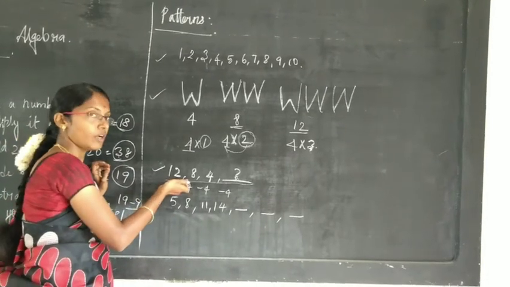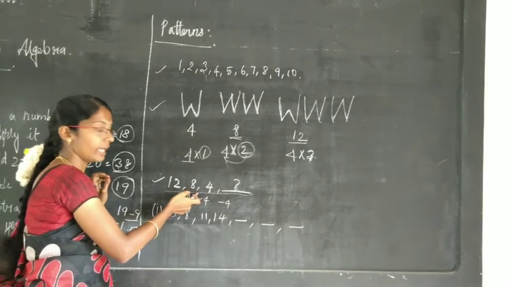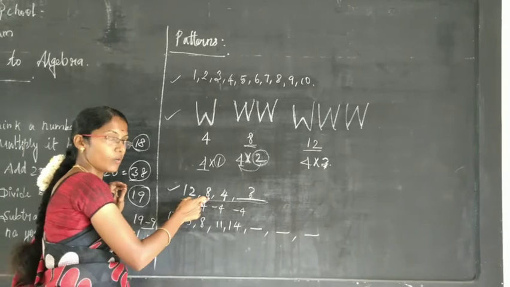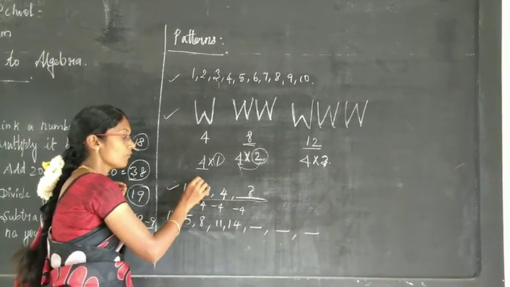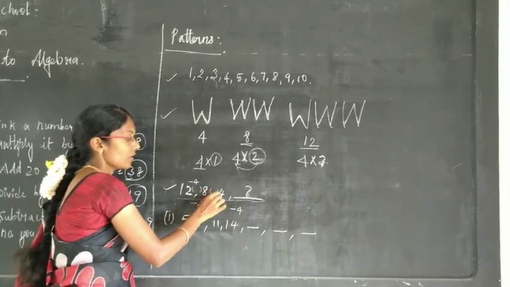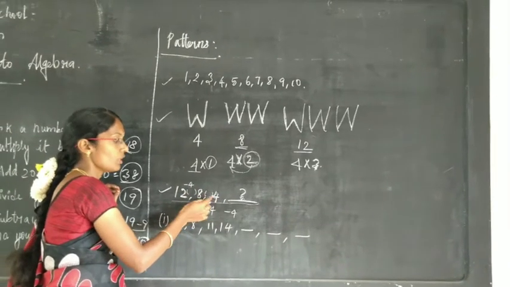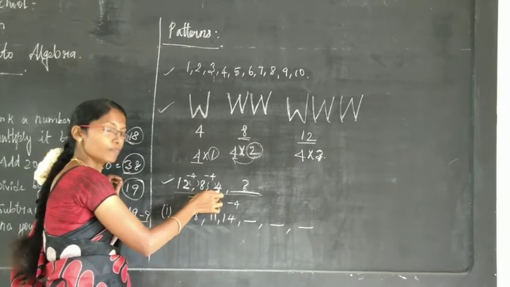First you have to check what the relationship is between one number and the other number. Okay, so first they are given 12, and here 8. What is the relationship between these two? By subtracting 4 you will get 8, correct? Next we have to find the same relationship between 8 and 4. So by subtracting the same 4 you will get 4 here.